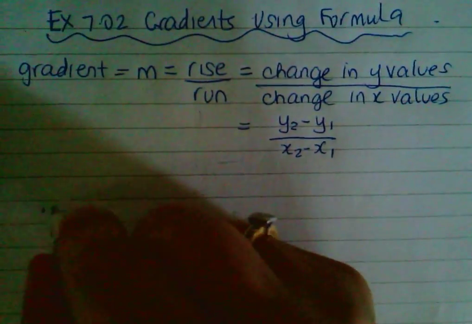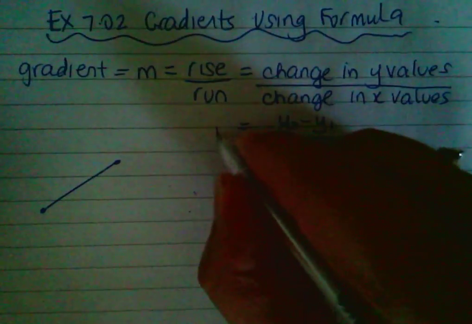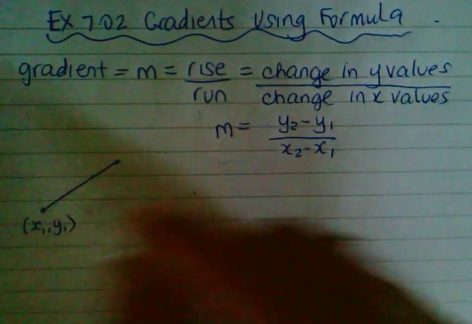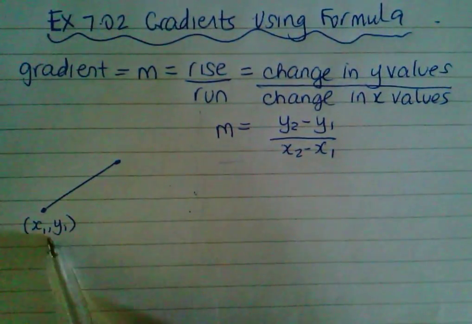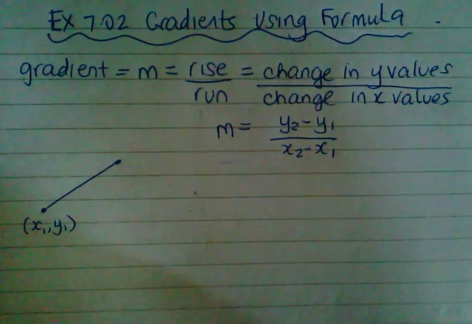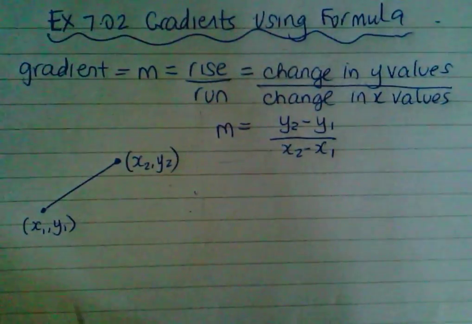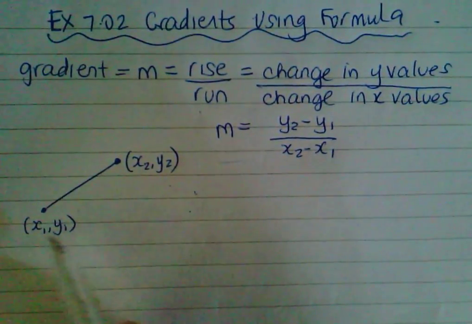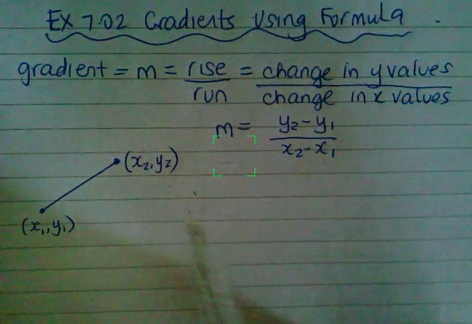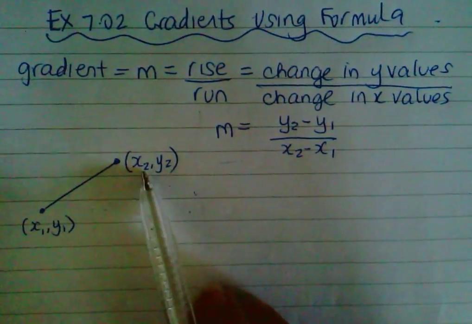In other words, if I've got 2 points and I want to work out the gradient between those 2 points, I call this first point x1, y1. In other words, this is point 1 down here. It doesn't matter if you put point 1 down here or point 1 up there. And up here, I've got point 2, so I call it x2, y2. So point 1 has an x value and a y value, which is why it's called x1, y1. And point 2 has an x value and a y value, which is why it's called x2, y2.